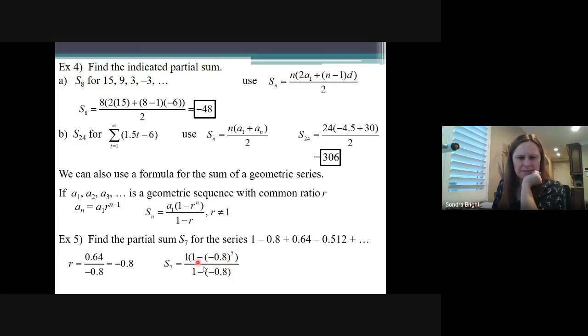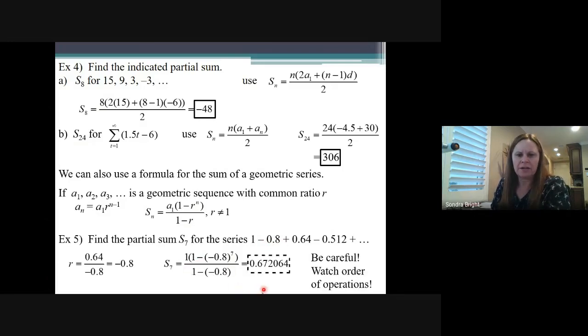Now, back up to this guy. It is an odd power, and when you do an odd power on a negative, it will stay negative. And so you will end up being a 1 minus a negative. But if this had been a 6 to the power of 6, then that makes this guy a positive number, and you're doing 1 minus a positive value. So be careful. Order of operations, right? When you put that in your calculator, you should get 0.672064.